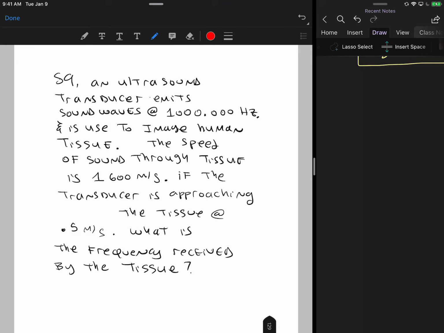This word problem says an ultrasound emits sound waves at 1,000 hertz and is used to image a human tissue. The speed of sound through tissue is 1,600 meters per second. If the transducer approaches the tissue at 0.5 meters per second, what is the frequency received by the tissue? So go ahead and pause, try to solve this, and when you're ready, check your answer.